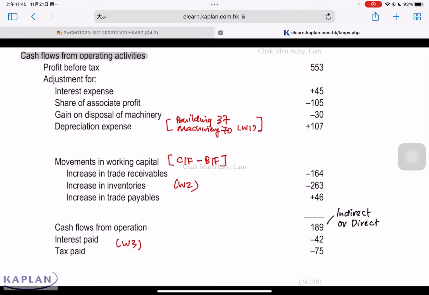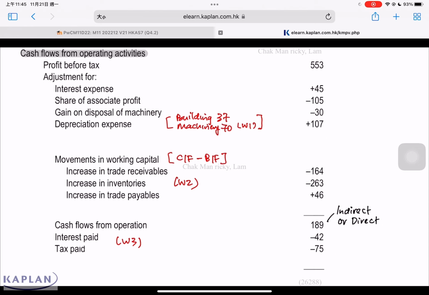4275. Is there any other item? You plus minus, if not, add it up. Whenever you add it up, give yourself some allowance, because in exam, if you overload anything, you can come back to add easily. 189 minus 42 minus 75 equals 72. This 72 represents the net cash from operating activity.